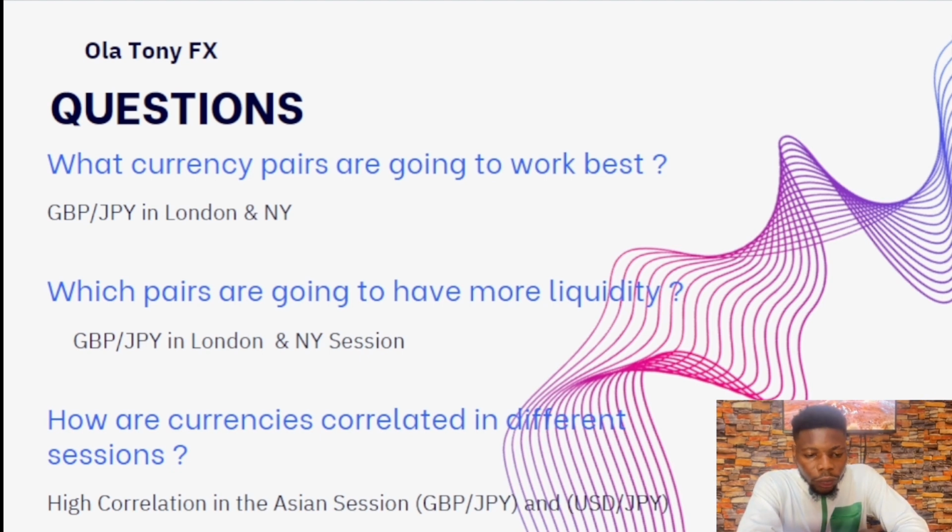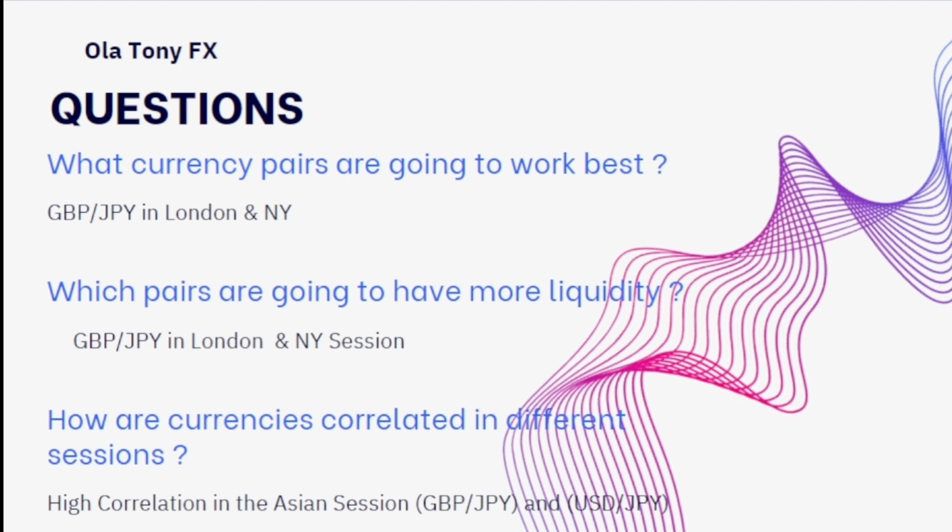So how are currencies correlated in different sessions? The currency pairs depend on the currencies that are being actively traded in the session. For example, GBP JPY and USD JPY are highly correlated in the Asian session because the yen is actively traded. So the yen influences their movement. So you guys can understand, GBP JPY and USD JPY and Euro JPY too will be highly correlated in the Asian session because JPY is actively traded.